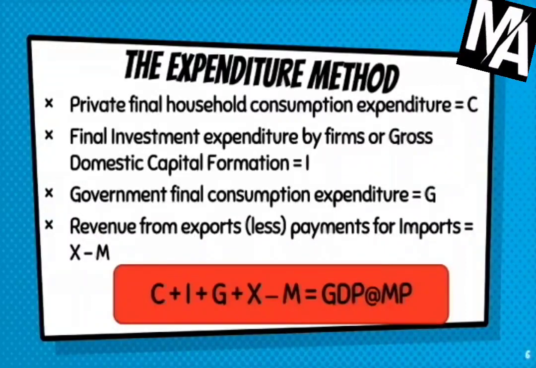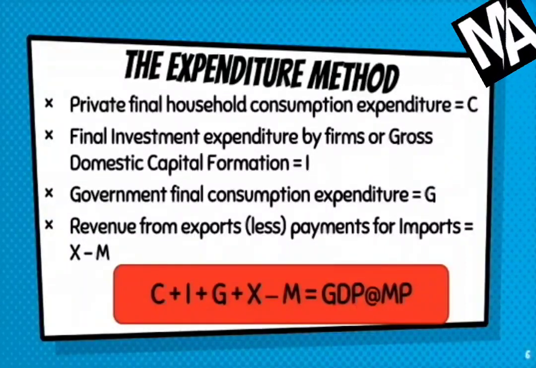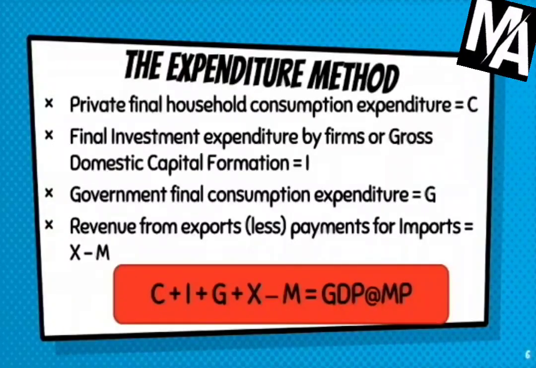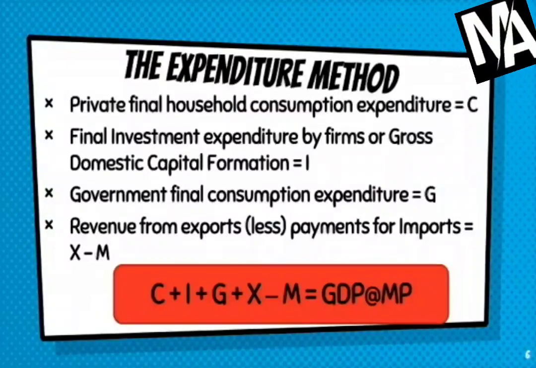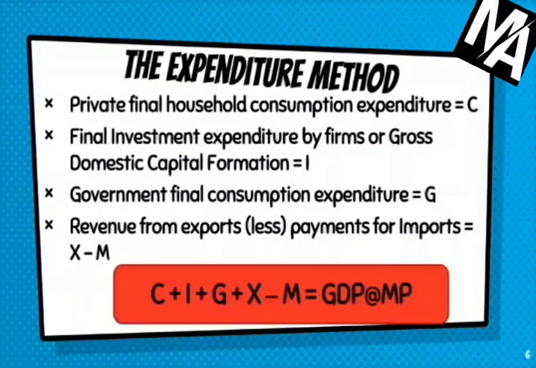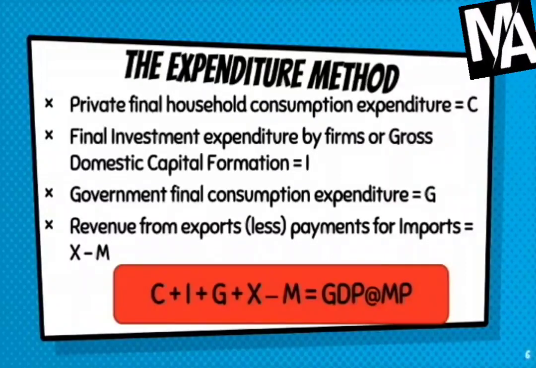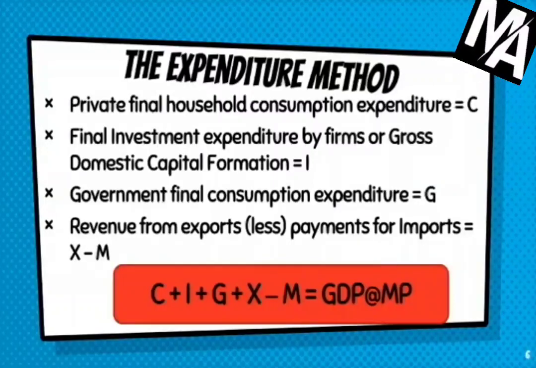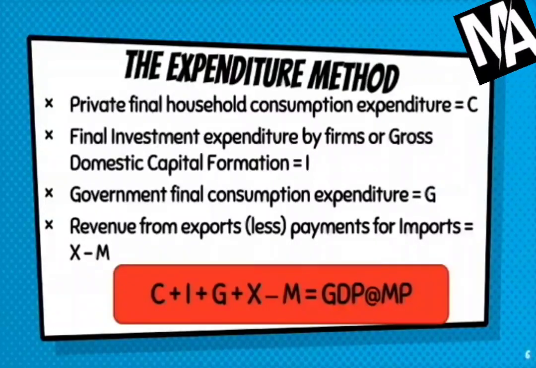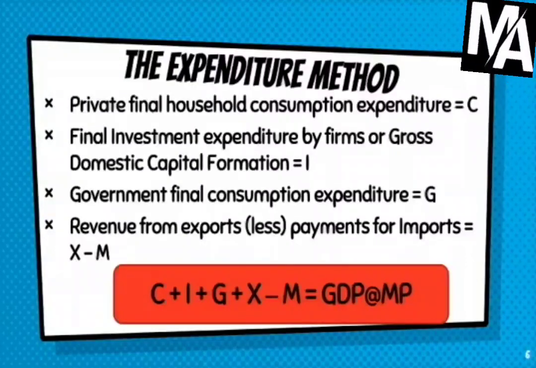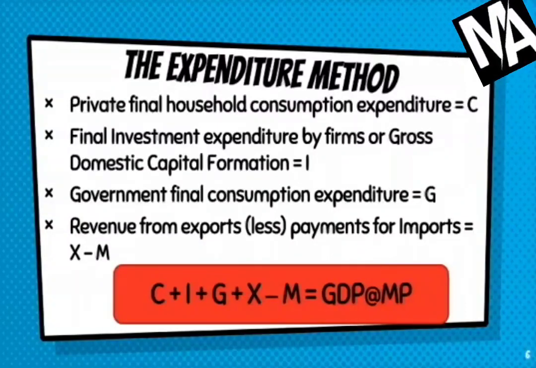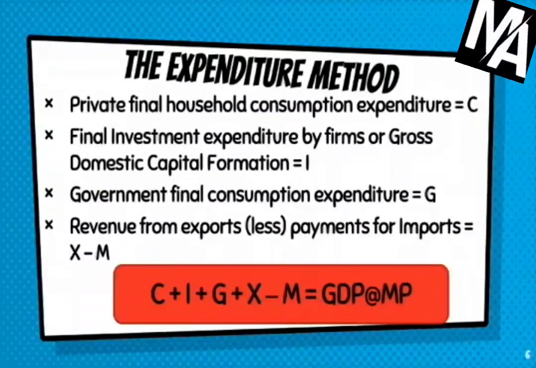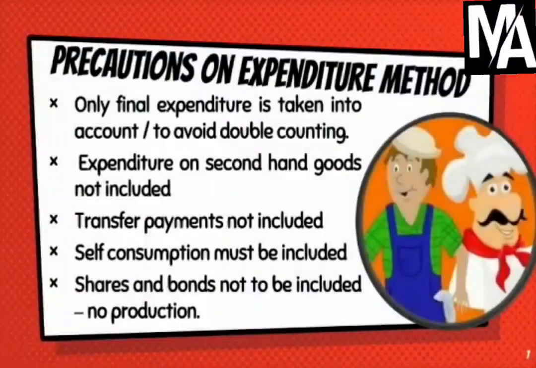Why is it market price? Because if you see, all the spending is done not at the original price, but at the price at which it is being sold in the market. Whenever we spend something, we spend not only on the original value, but it also includes taxes, subsidies, and the profit of the seller. And so the GDP calculated under the expenditure method will be at current market prices. So once again, the formula is C plus I plus G plus X minus M, and that will be equal to GDP at market price.